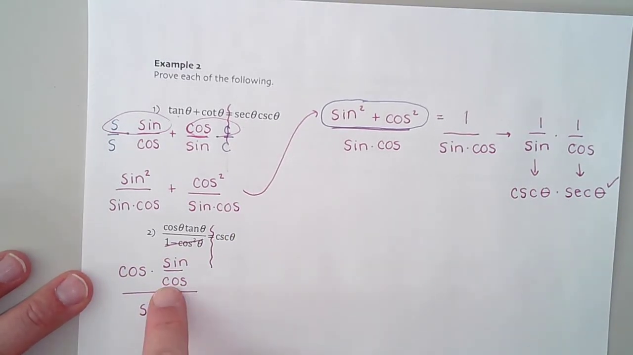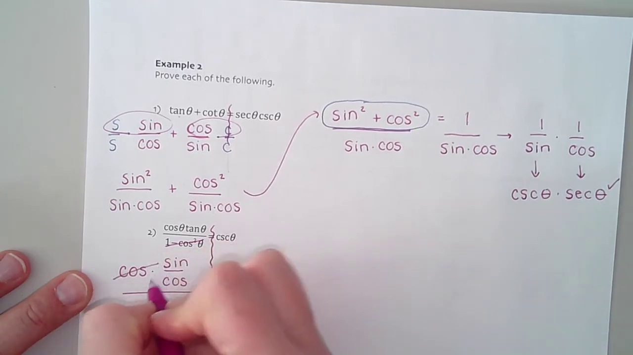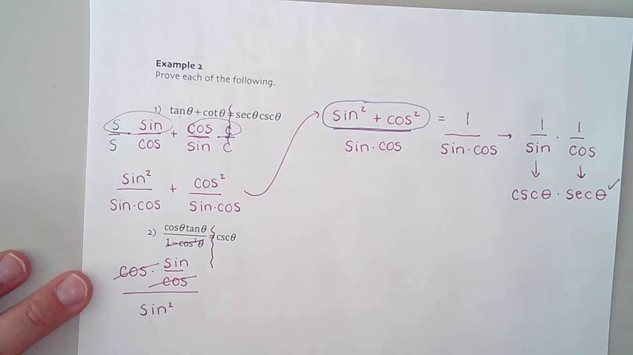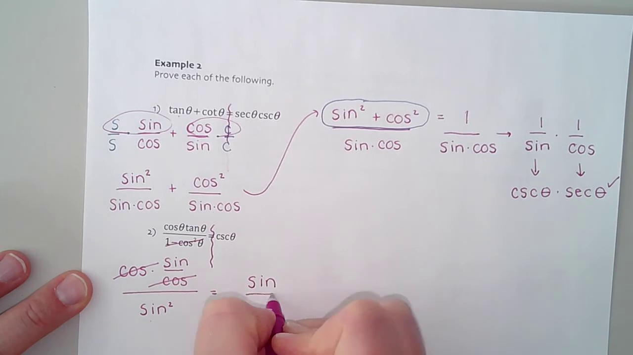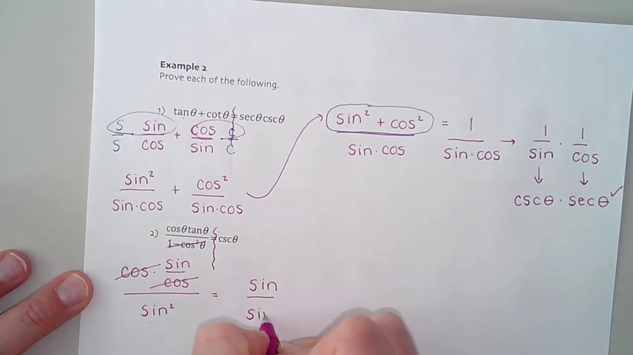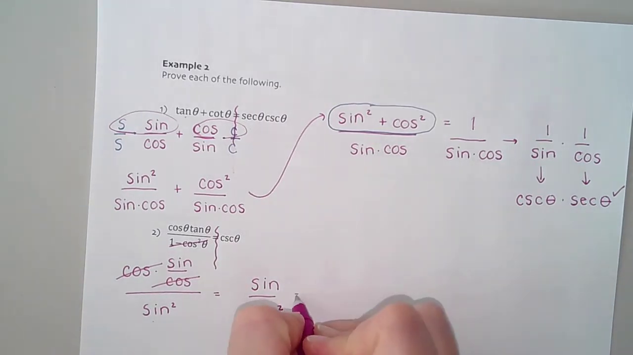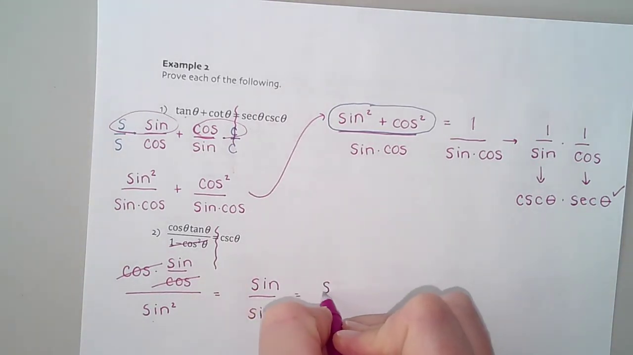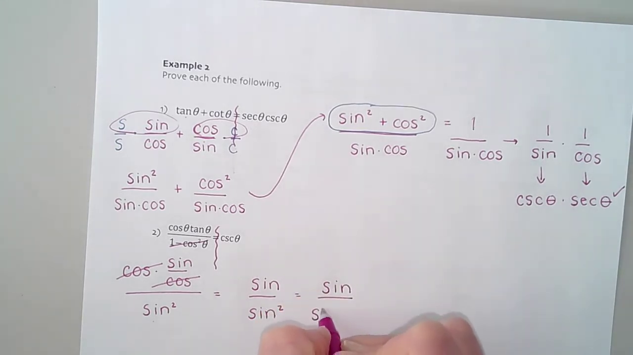Now let's think about what's happening on the top of this fraction. If I do cosine times sine over cosine, the cosines cancel. So now I just have sine over sine squared. Hopefully you know how to simplify that, but I'm going to show you just in case. Again, this is another one of those steps that I don't know that I would normally take the time to write down, but what I'm really looking at here is sine over, and then sine squared is sine times sine.